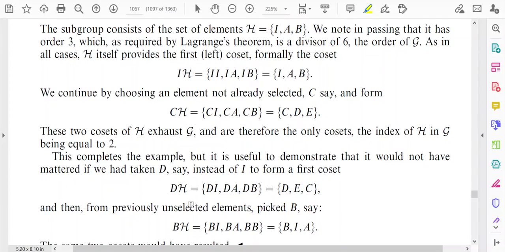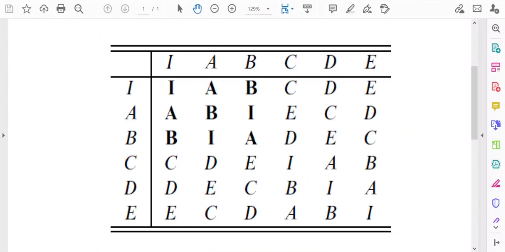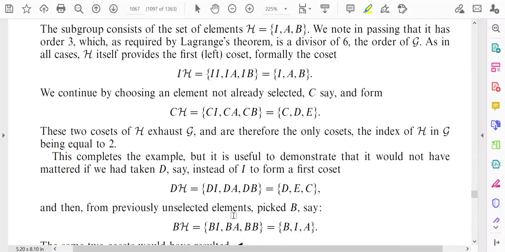Then I, A, B are the elements of H. So DH will be DI, DA, DB, and from the multiplication table we can find all the products. As shown here, you can find all the products. From there you just find what is DA, what is DB. So this particular coset will be D, E and C.